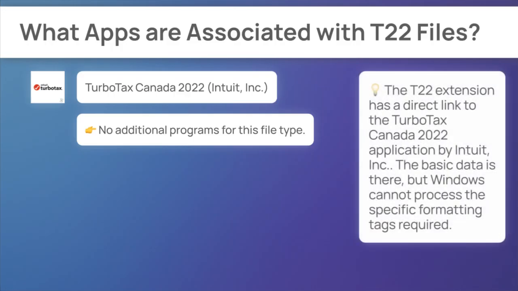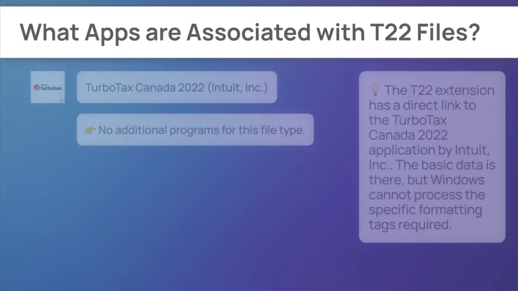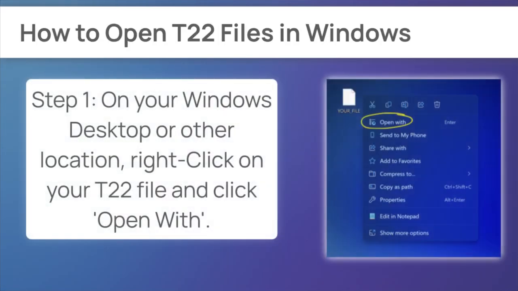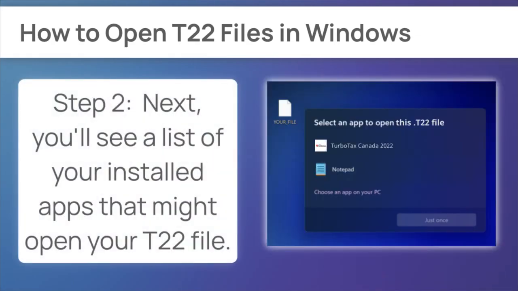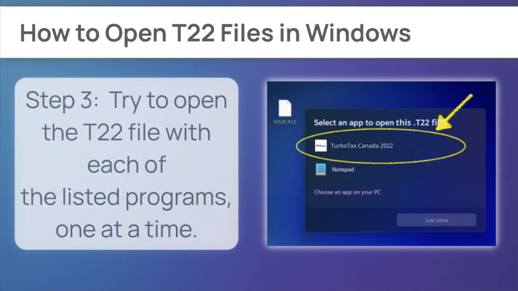The system can open the file as plain text, but cannot apply its intended visual formatting. Windows may offer minimal previews, but complete visibility requires a compatible application. To unlock this specific file type, right-click your T22 file and select Open With. If TurboTax Canada 2022 is available, use that first. If it's missing, choose another program. We are looking for the software that recognizes the header.